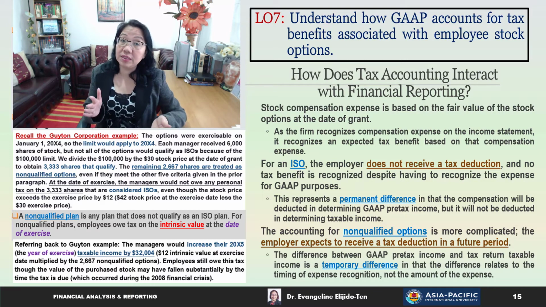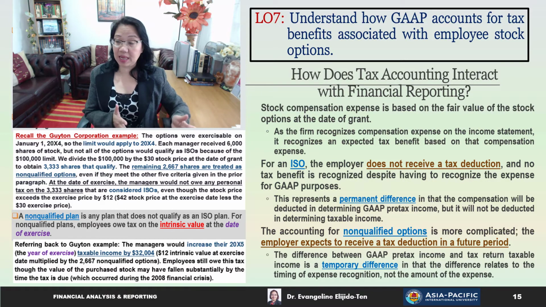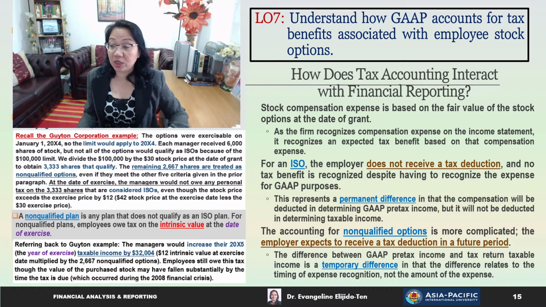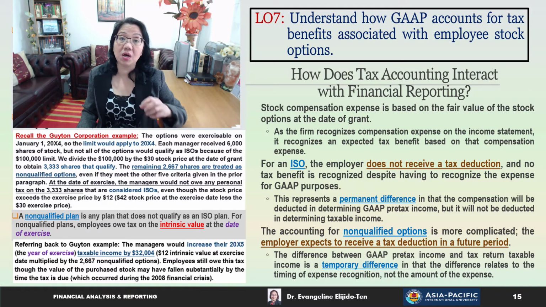So the difference between the GAAP pre-tax income and the tax return taxable income is referred to as temporary difference because the difference relates to the timing of expense recognition, not the amount of the expense.